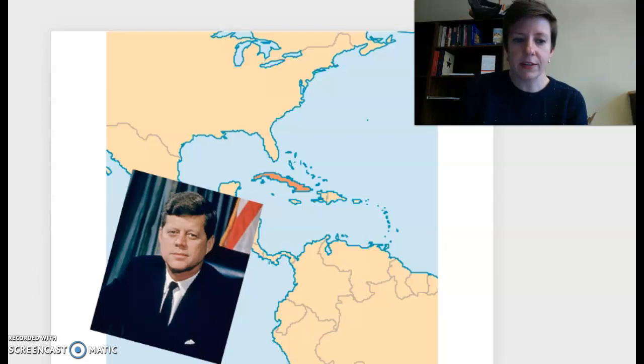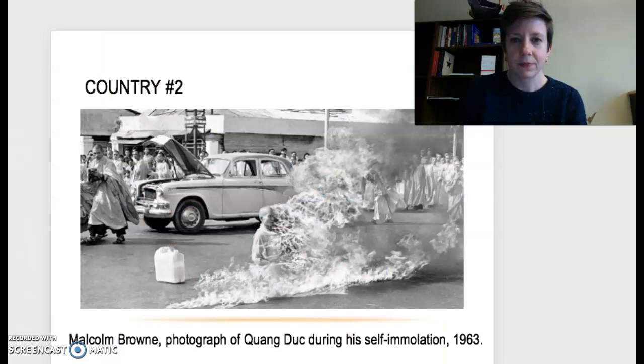Moving to our next source, this one is a photo. So again, I'll give you a moment to look at it, read the caption, and see if you can figure out what's going on here.